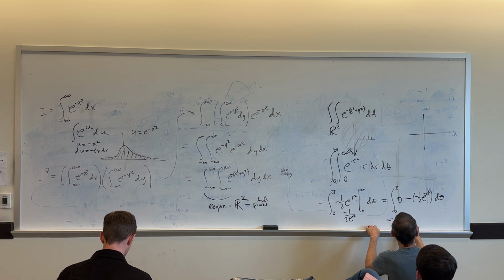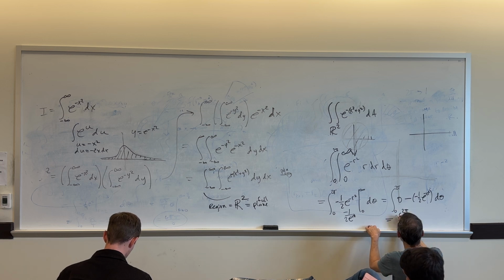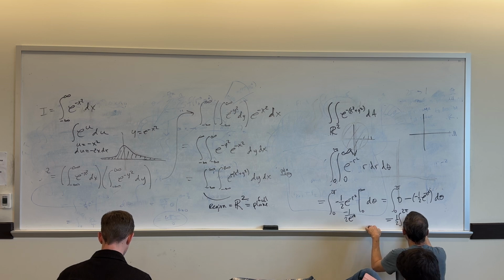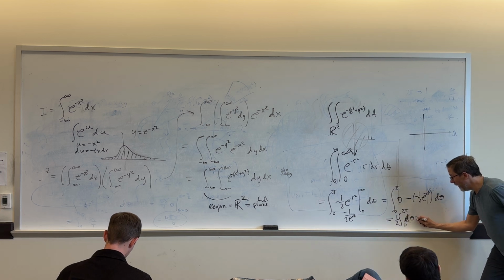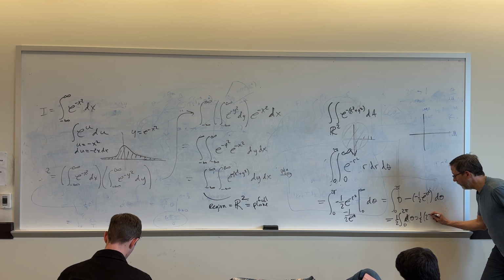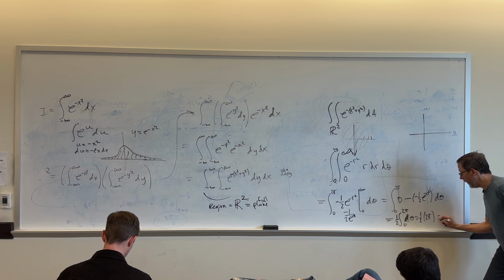Look what we got here, we get 0 to 2 pi times, there's a half that comes out in front, e to the 0 is 1. Oh my God, so beautiful. This is just 1/2 times theta from 0 to 2 pi, or 2 pi minus 0. So the answer is just pi.